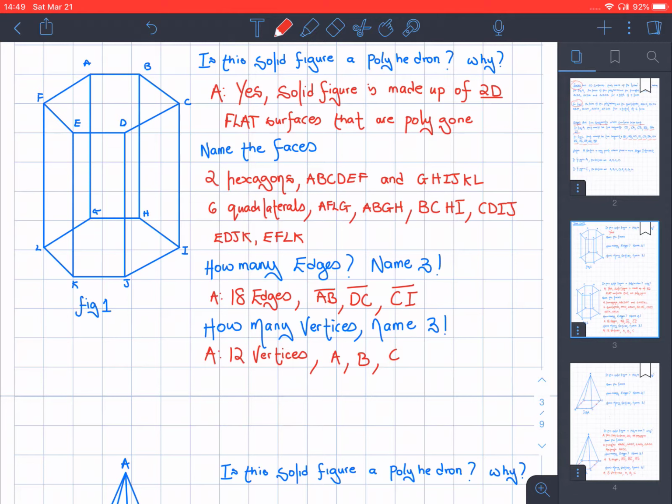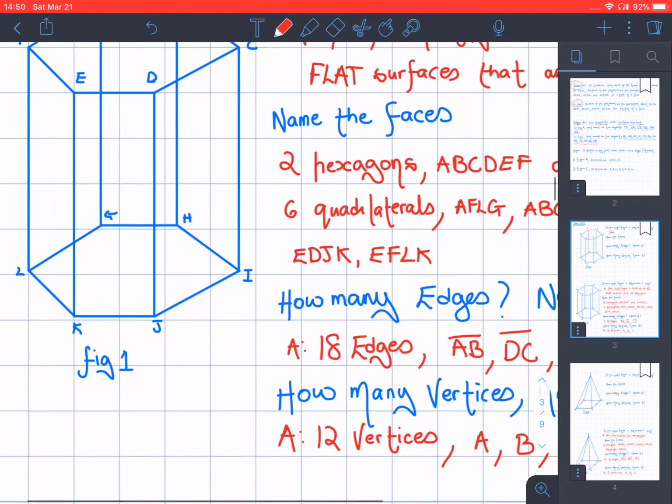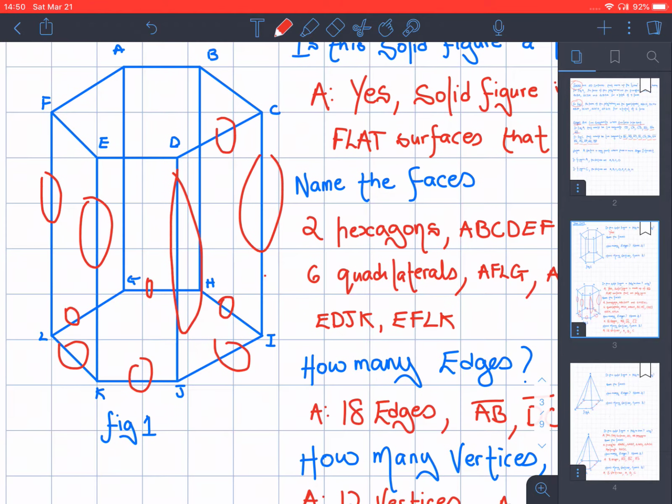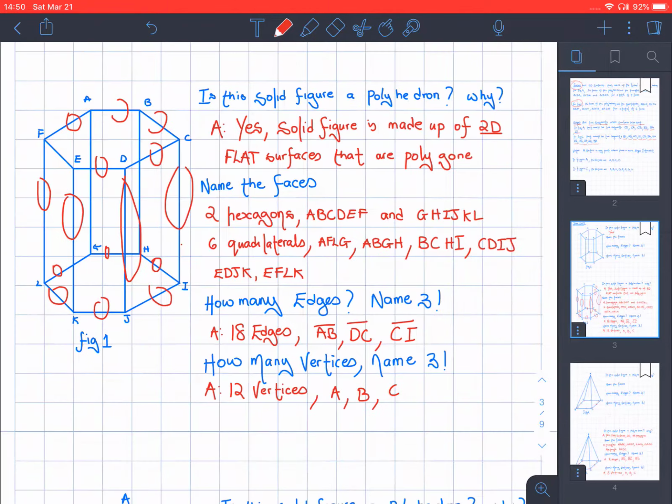So how many edges do we have? And name three of them. So what are edges? By our definitions, edges are where two faces meet. So if I was to outline, I would say this is an edge, this is an edge, this is an edge, this is an edge, this is an edge. And practically, anywhere you see an outline is an edge. So you just count how many lines you have, and you keep going. That's about 18 edges in total.